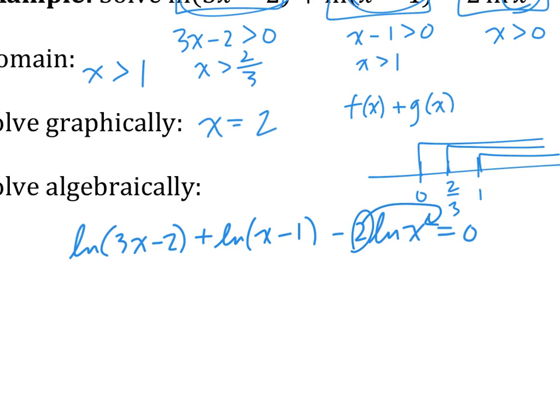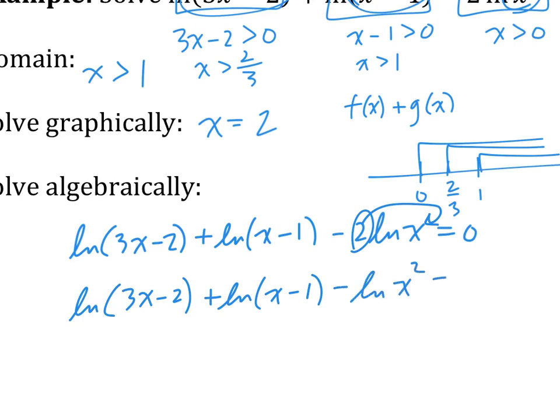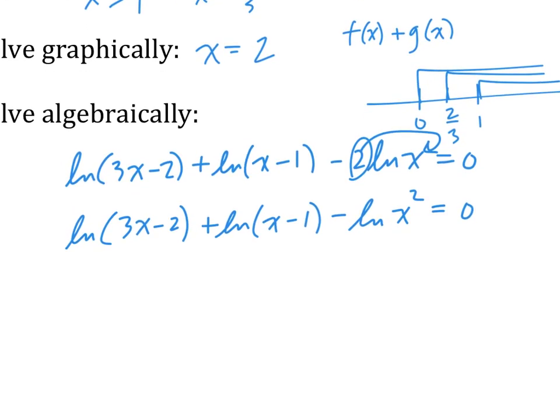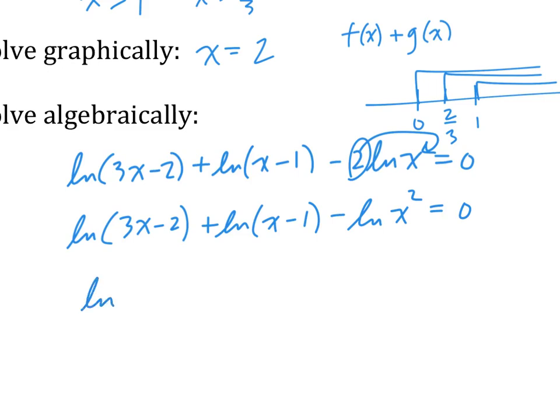All right. Okay. Let's solve it. So that becomes an x squared. So natural log 3x minus 2 plus natural log x minus 1 minus natural log x squared equals 0. All right. So we have a plus and a minus. That means we're going to combine together. 3x minus 2 times x minus 1 divided by x squared equals 0. What should we do next?